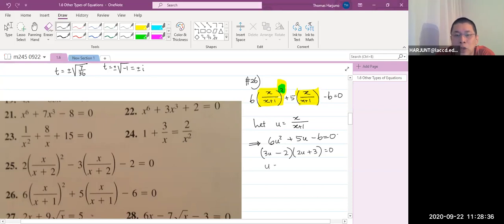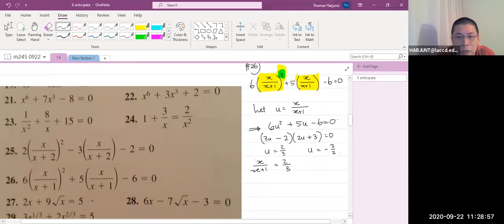So u equals to 4 over 3. u equals to negative 3 over 2. Now then I put it back. Actually, for this one equation here, you can solve this very easy. I mean, if you look at this equation here, if x equals to 2, then x plus 1 equals to 3, right? So x equals to 2, is it right for this one? You see what I mean?